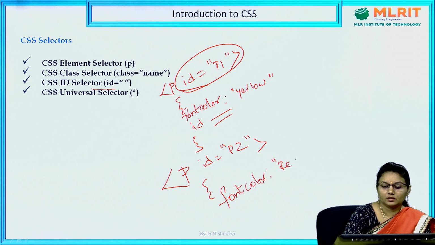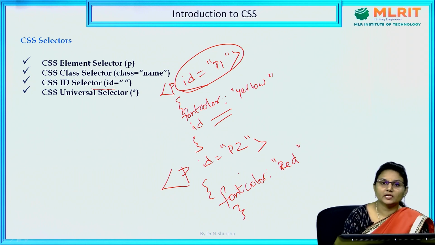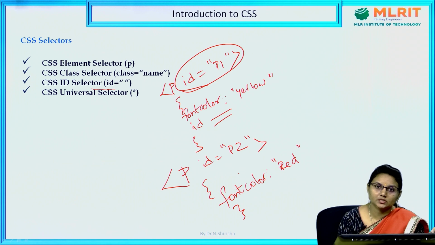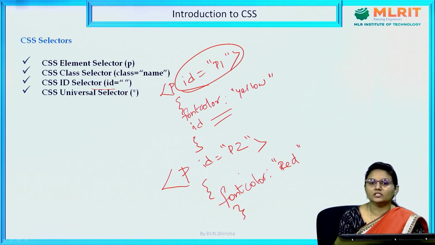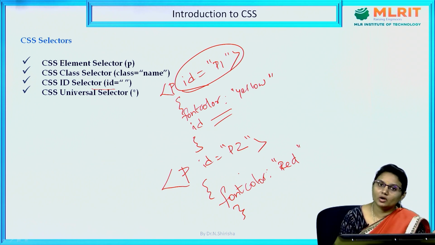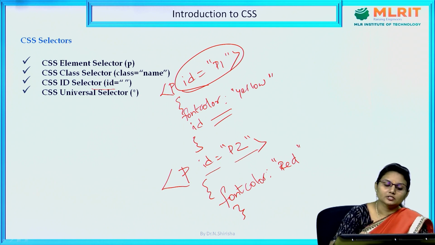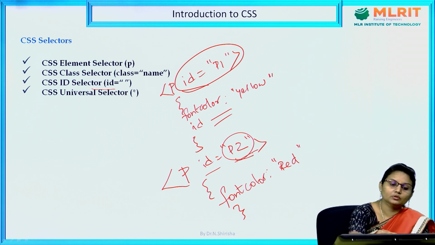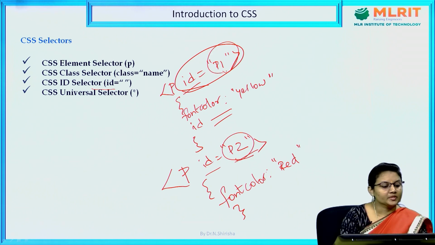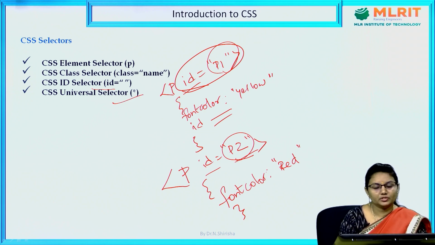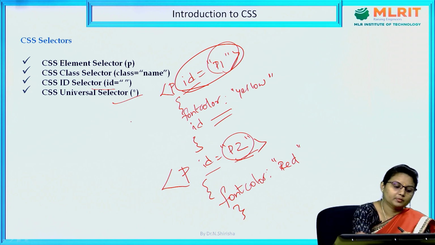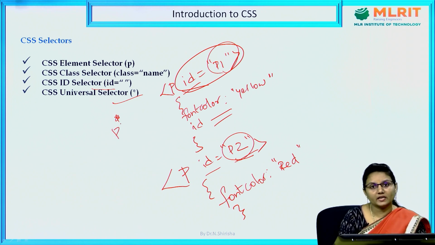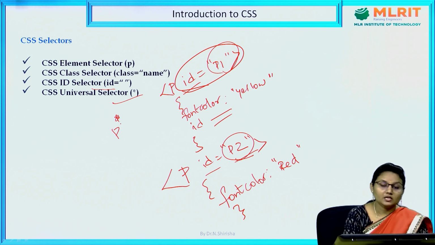as red. So what is happening? Whenever you are using multiple elements of the same kind in the same web page, the stylings that you wanted to apply to those elements can be differentiated using the ID. So the ID of the second paragraph is P2, the ID of the first paragraph is P1. Then the universal selector, star. Suppose you have multiple paragraphs, if you are giving star, then all paragraphs will be applied with the same styling.